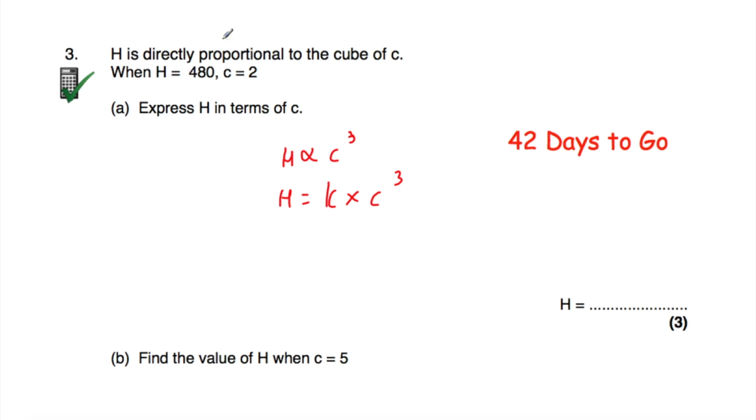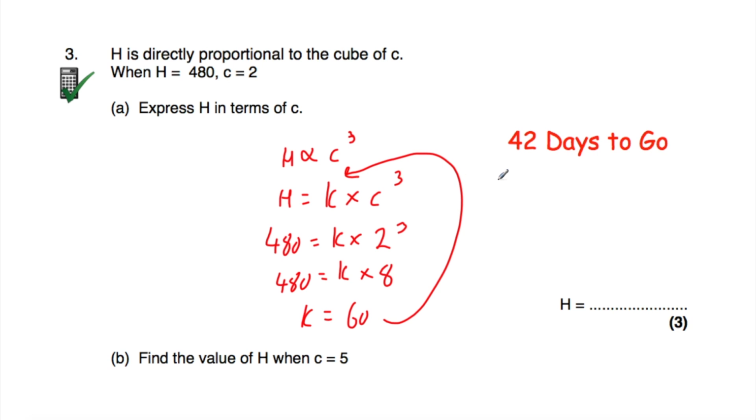Now we're told some information, let's substitute that in. So we've got 480 instead of h equals k multiplied by 2 cubed, and 2 cubed is 8, so we've got 480 equals k multiplied by 8, and now we just need to divide by 8 and we get k is equal to 60. So we then put that back into here, so we're going to get that h is equal to 60 multiplied by c cubed, or 60c cubed, and that's it.